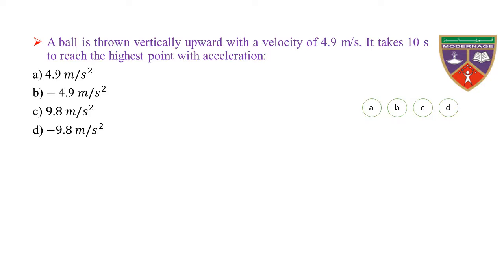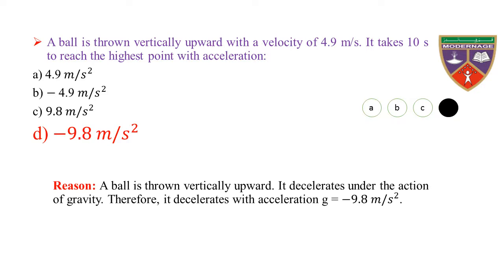Option D, minus 9.8 meters per second square. The key is minus 9.8 meter per second square. Therefore, the correct option is D.